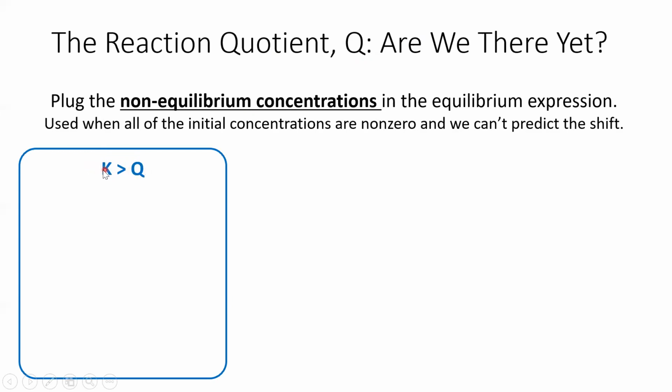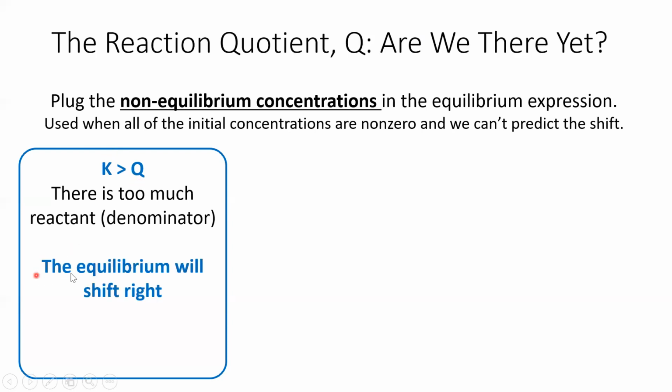So let's say that we have K and Q is smaller than K. That means that we have too much reactant and not enough product. This number is too small. The system is going to spontaneously move towards equilibrium. So we want to increase Q to get to K.